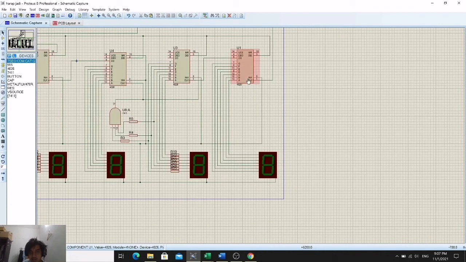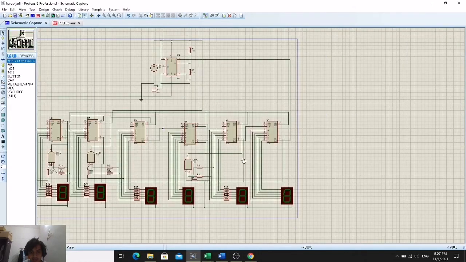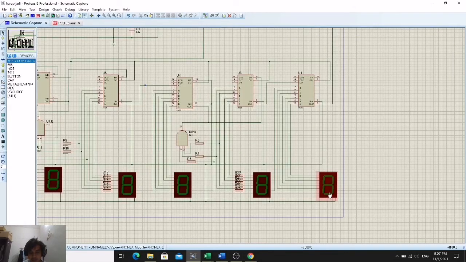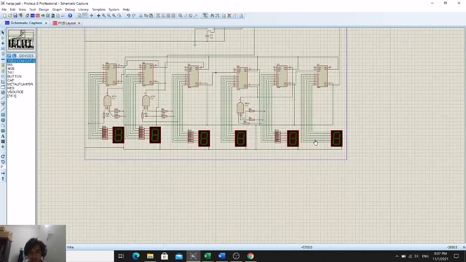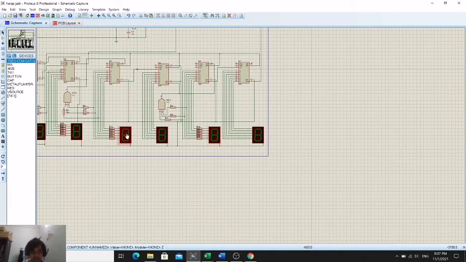Okay, and then the clock. The function of the clock is to increase the value from low to high, which is 0, 1, 2, 3, 4, 5, 6, 7, 8, 9. I use a 7 segment cathode on this circuit. Okay, 7 segment cathode. And then this is for second, and then this is for minute, and then this is for hours.